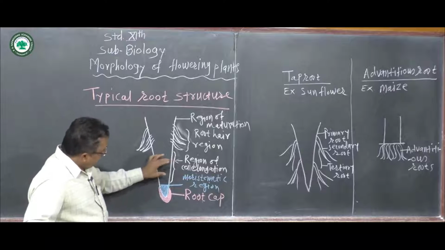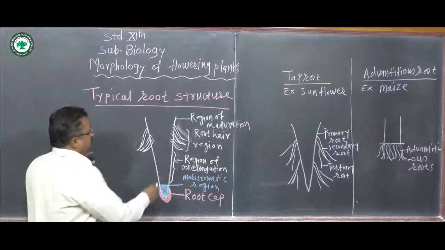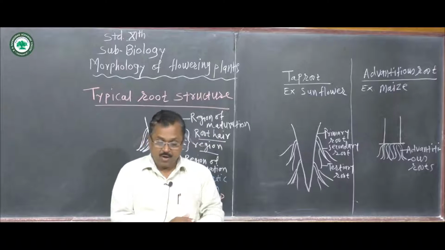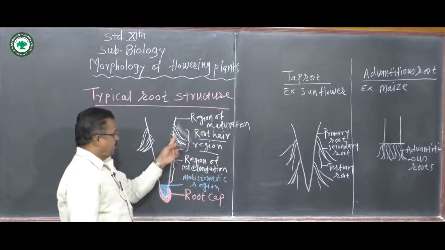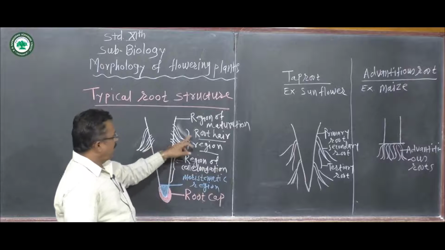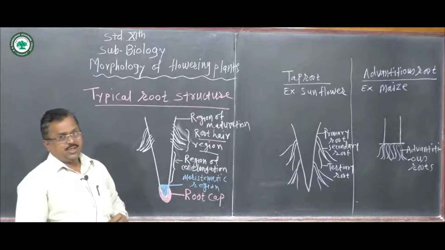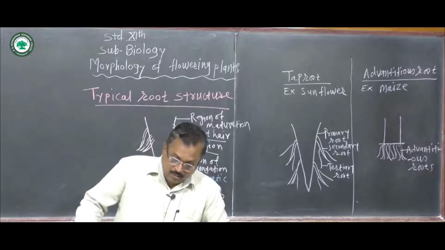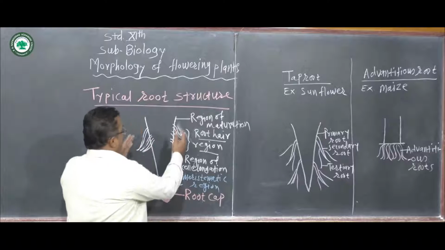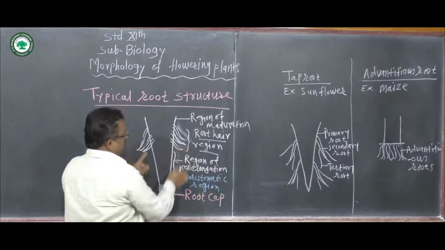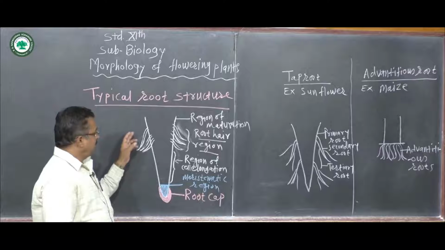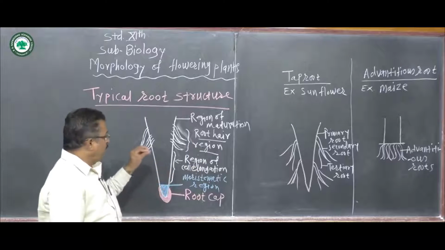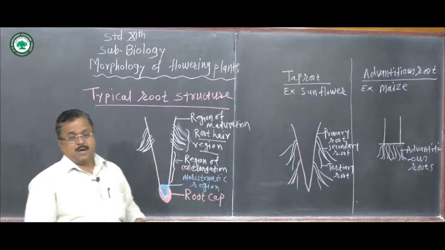Then behind this region of cell elongation is the root hair region, also called the absorption region or piliferous zone, where a number of root hairs are present. These root hairs are unicellular and absorb water more. More absorption takes place from this region because of the number of root hairs present. The life of the root hairs is 10 to 15 days, and these root hairs are replaced after 10 to 15 days.